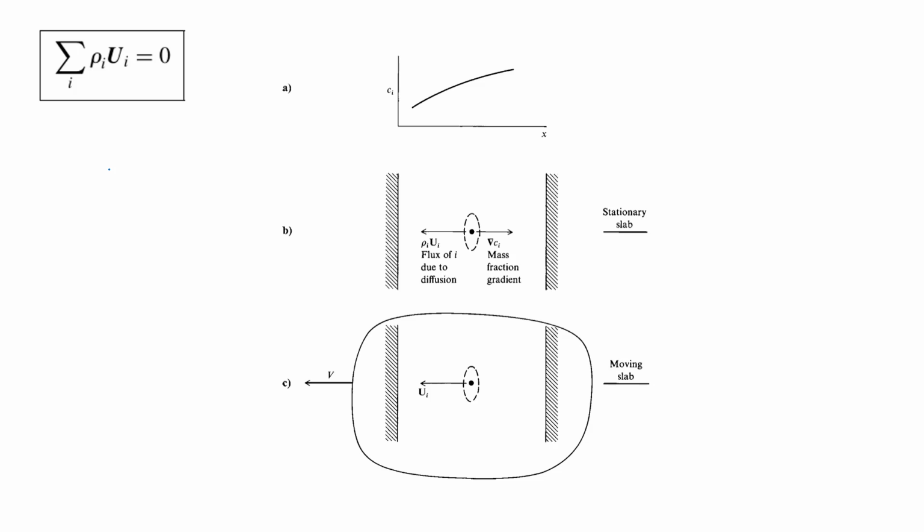Now we will see one derivation. This equation was mentioned in the lectures, but the derivation was not told. It was given as, you can say, homework. So sigma Ci Ui equal to 0. Its derivation.